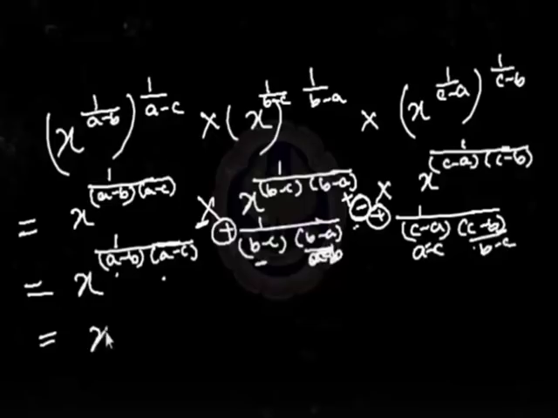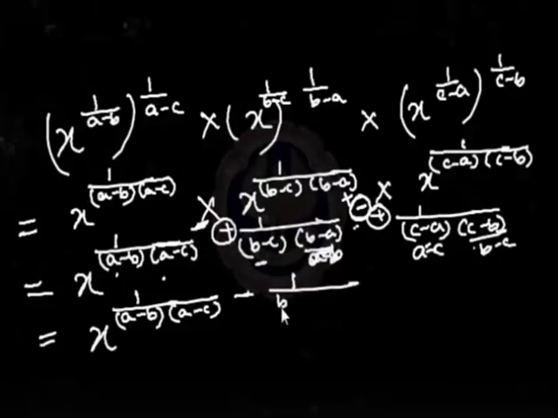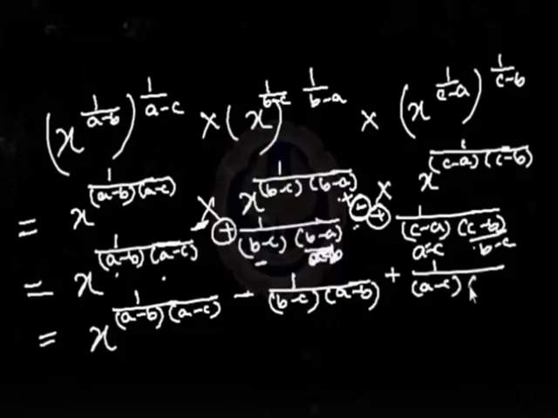So we wrote this as x to the power 1 by (a minus b) into (a minus c), right? We stayed with the minus here, so minus 1 by (b minus c) into (a minus b). So this became plus. So plus 1 by (a minus c) into (b minus c). Agreed? So now we have all in the same form. See, a minus b, a minus b, a minus c, a minus c, b minus c, b minus c.